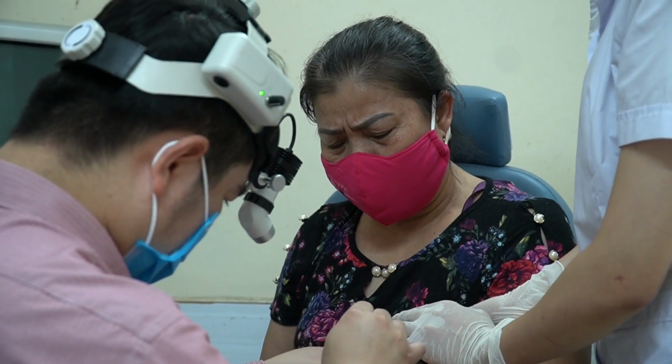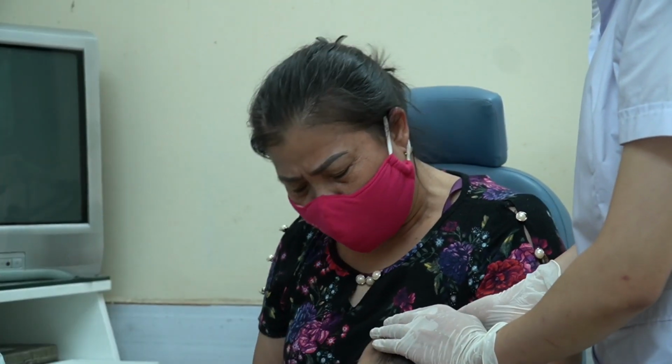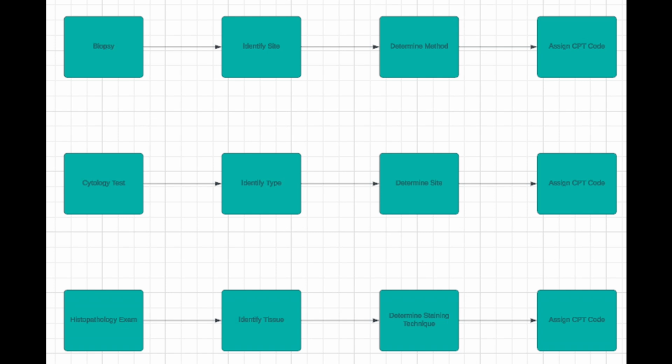Let's look at a flowchart illustrating the coding process for a skin biopsy. Flowchart details. 1. Identify the site of the biopsy, example skin, liver, breast. 2. Determine the method, example needle, punch, excisional. 3. Assign the appropriate CPT code, example 11102 for tangential biopsy of the skin.